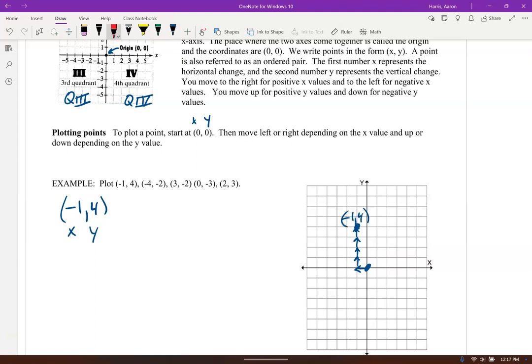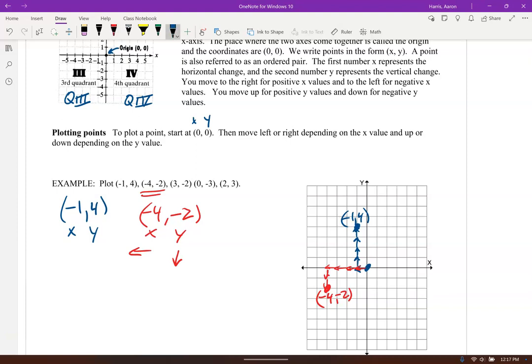Okay. Let's do the next one, -4, -2. There's my x, there's my y. So I'm going to go left 4, and I'm going to go down 2 from the origin. Left 4, 1, 2, 3, 4, and then I'm going to go down 2. And there's -4, -2.